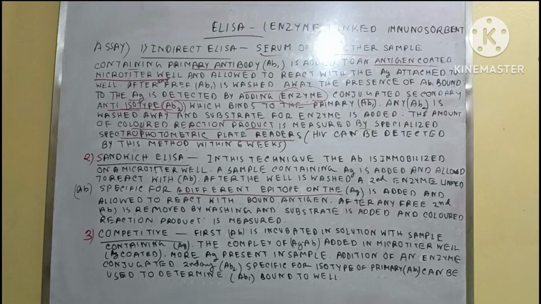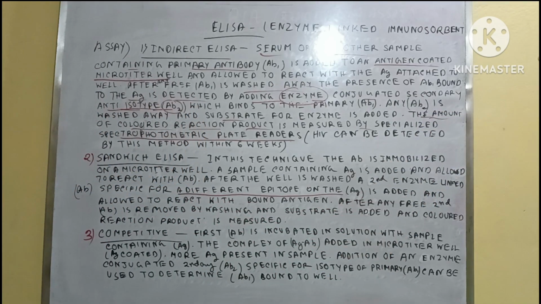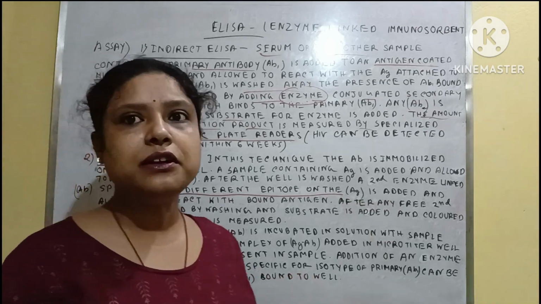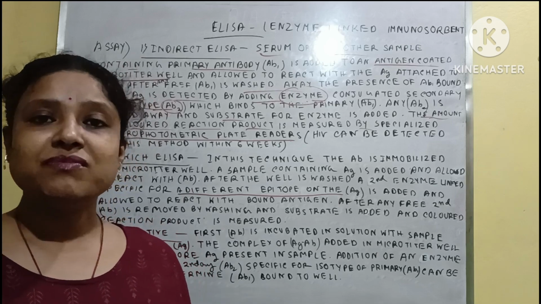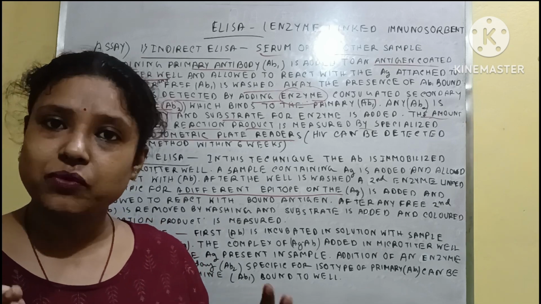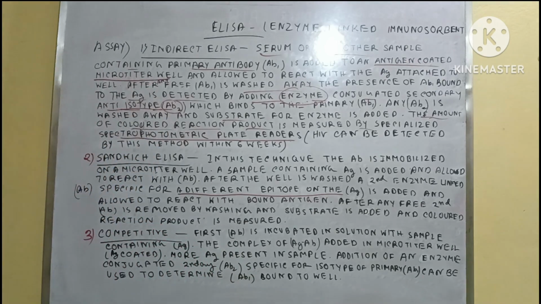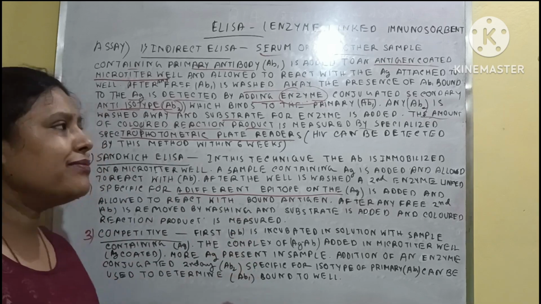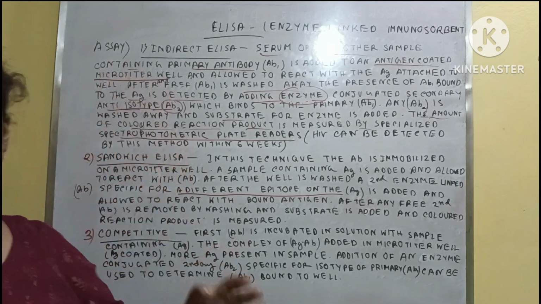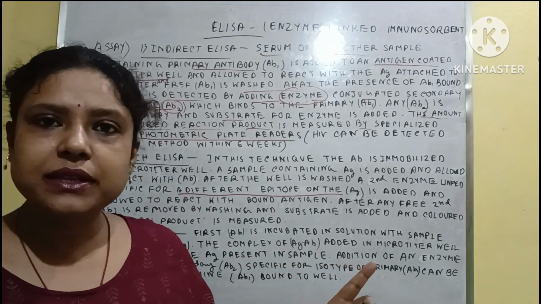Clear? So here the amount of color reaction product is measured. So what is happening here? First, the antibody known as the primary antibody is added to the microtiter well, which already has some antigens. So the primary antibody is added in the microtiter well that already contains some antigens.